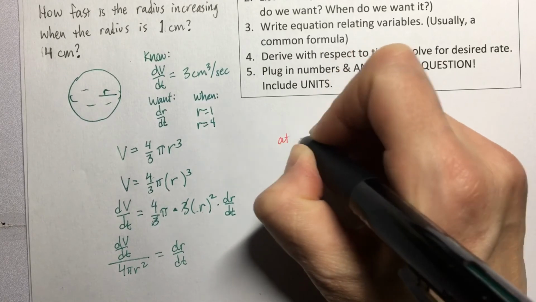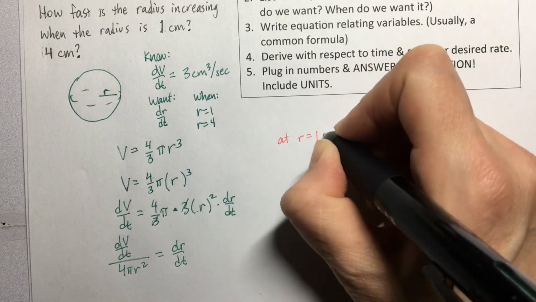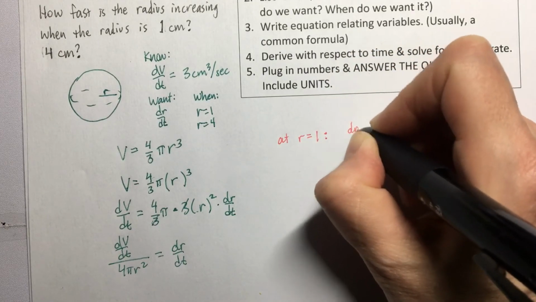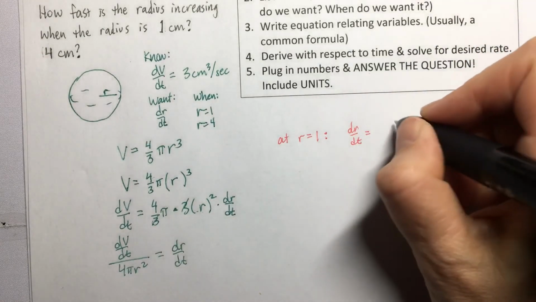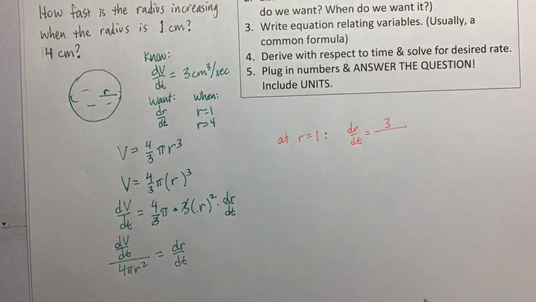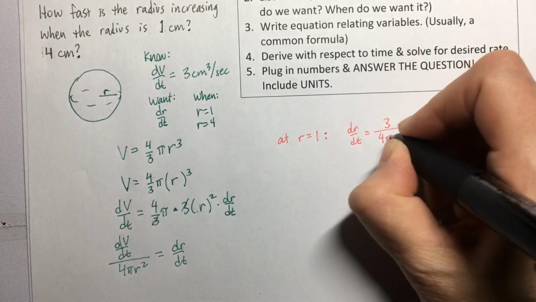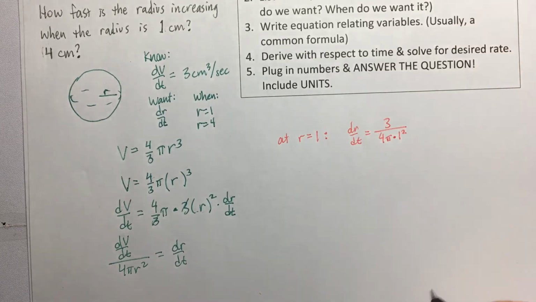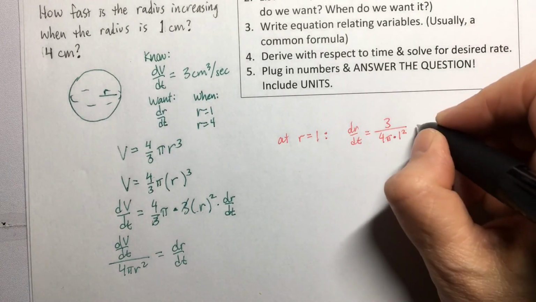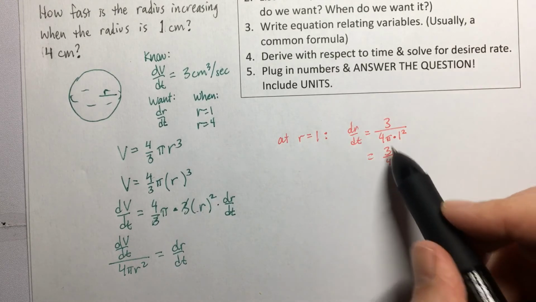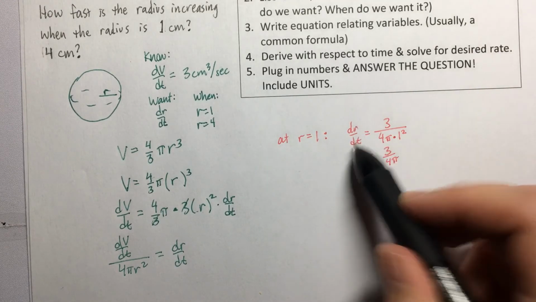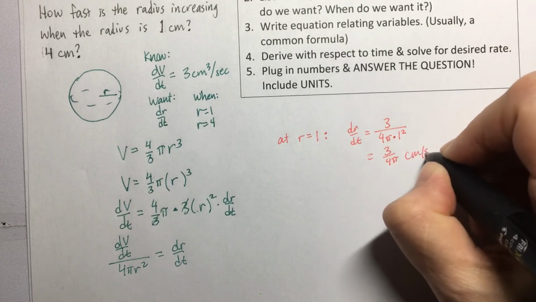So at r equals 1, I get dr/dt is my dV/dt. I can plug the 3 in. Could have done that a step earlier, actually. And then 4 pi r squared, so 4 pi times 1 squared. So I just have 3 over 4 pi. And the units on this would be, since r would be centimeters, t in seconds, this is centimeters per second.